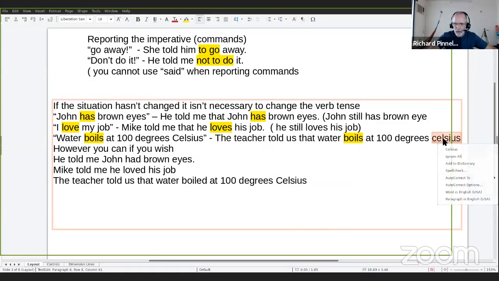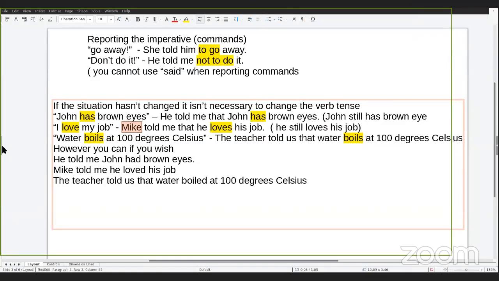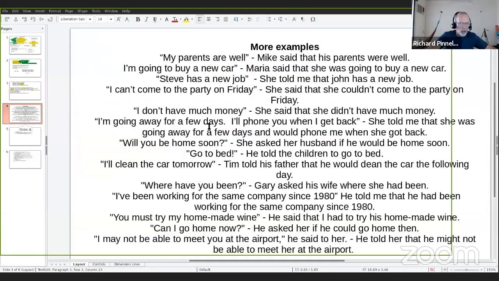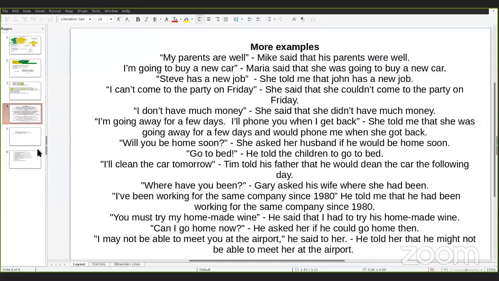She spelled Celsius wrong. That's why it's up there. So you can use both forms, but I think in this example, especially in this one here, you definitely wouldn't normally change the tense. In this one here, it depends on the situation more. What else? I think that's more or less everything. I've got some more examples. Let me just stop this for 1 minute and reshare it because it's got some more examples.